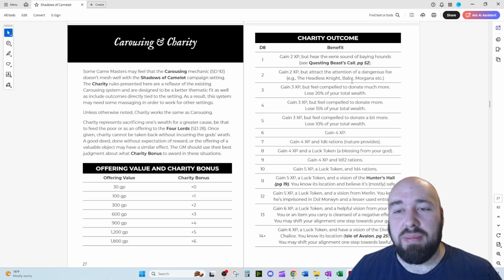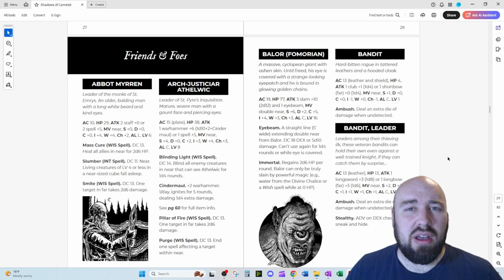Now, some of those are really bad, like hearing the baying hounds of the Questing Beast, which could drive a person mad and have some negative effects on them until they get that resolved. Or they can be very positive things, like having visions of very important locations within the world, like the Hunter's Hall or even the Isle of Avalon, which, don't tell anybody, is the secret resting place of the legendary Divine Chalice. Next, we've got several different pages of friends and foes.